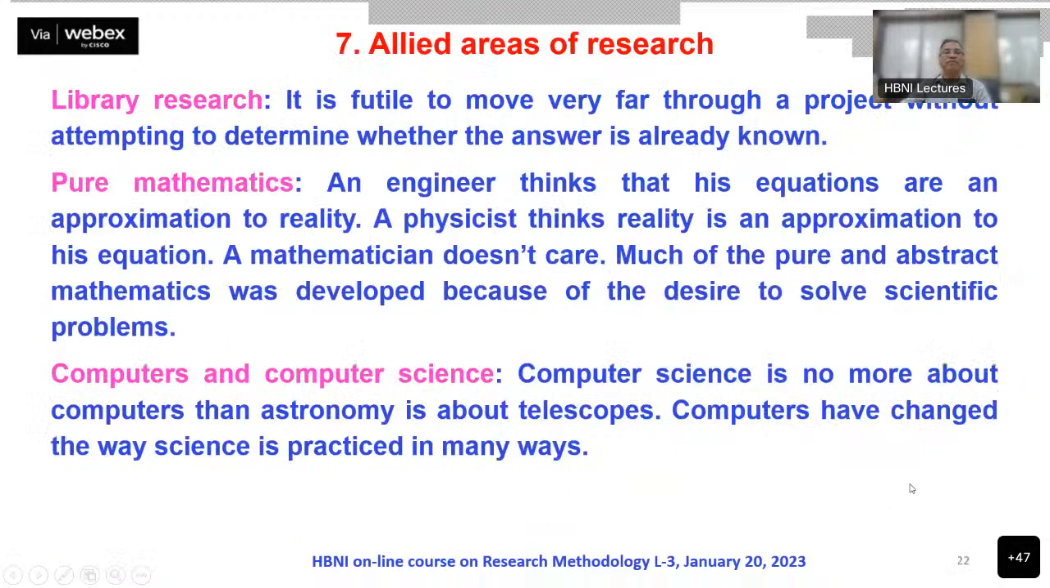So lastly, you have the allied areas of service research. This is like library research. There are people who are working on libraries, on how the archives are maintained. And it is rightly said that it is futile to move very far through a project without attempting to determine whether the answer is already known. So what I am telling you is that a literature survey is one thing, but at the same time, in libraries also there is research on how to archive the information.